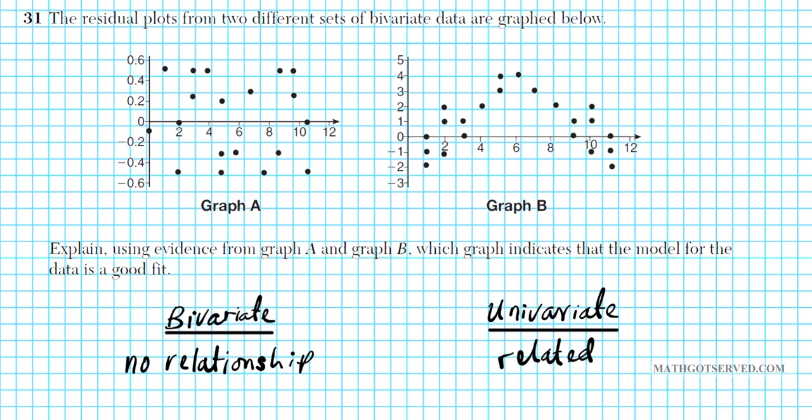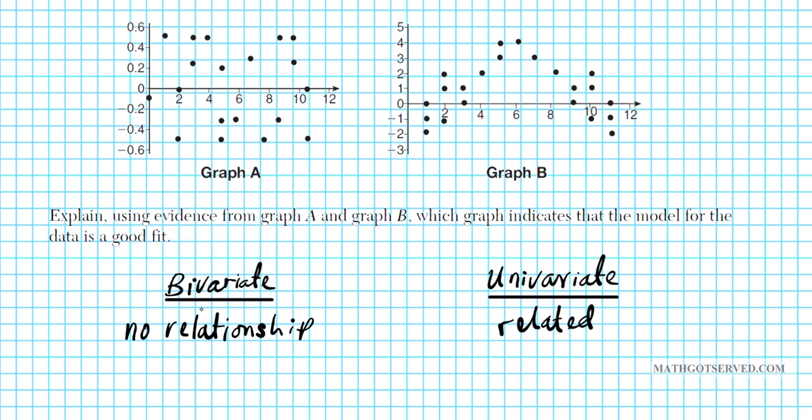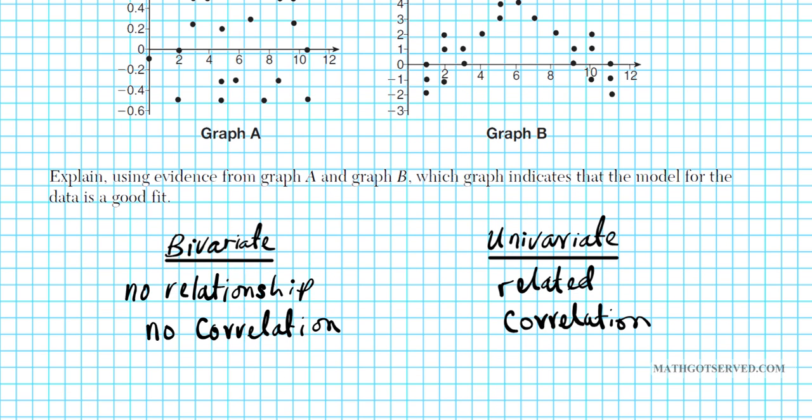So since there's no relationship in bivariate data, this means that there is no correlation. No correlation. In univariate data, guess what? There is correlation. So what on earth does correlation or no correlation mean? Well, the easiest way to explain it is the whole idea of pattern. For no correlation, there is no pattern in the plots.